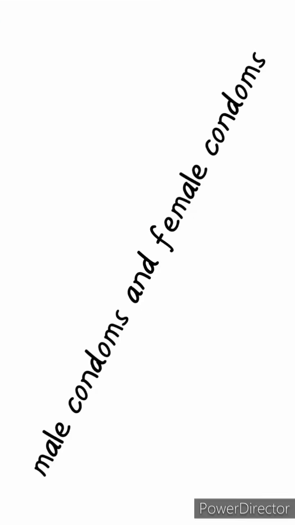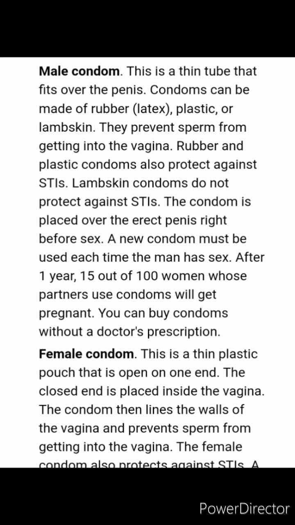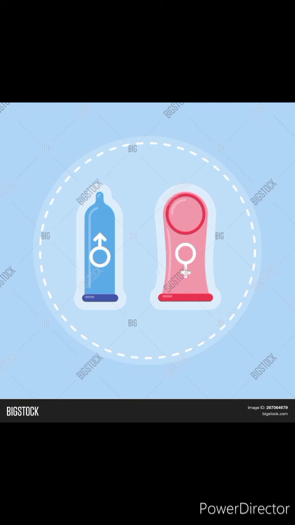Male condoms and female condoms. Male condom is a thin tube that fits over the penis. Condoms can be made of rubber, plastic, or lambskin. Female condom is also a thin plastic pouch that is open on one end. Here is the example. The blue one is for male and the red one is for female.